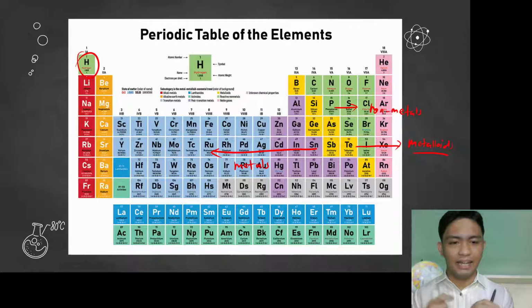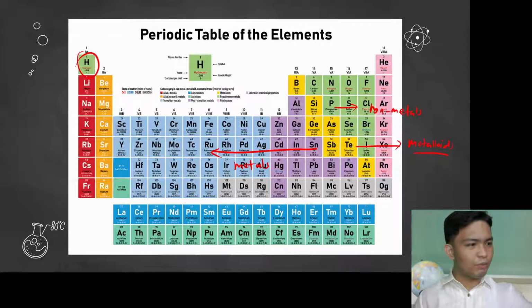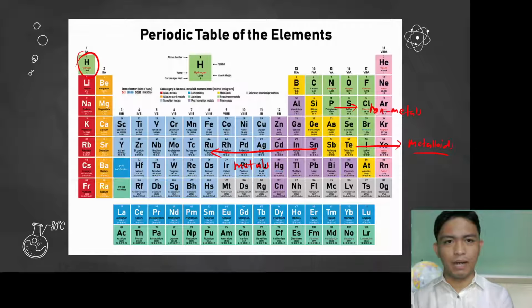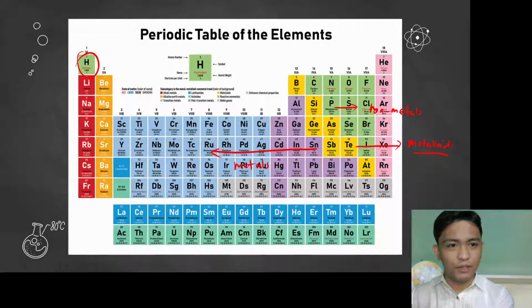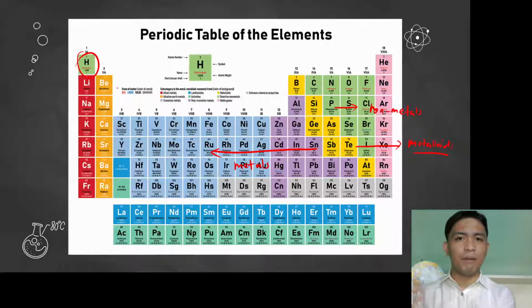So, mahalaga rin yun. By the way, bago tayo mag-proceed, isa pa na maaari nating makuha dito sa periodic table would be this. Di ba? May mga groupings tayo ng mga elements dito. Yung groups, yun yung vertical arrangement ng atom. Group 1, group 2, group 3, group 4, group 5, group 6, 7, 8. So, very helpful din ito kasi itong mga grupo na to, binabanggit din ito kung ilan yung valence electron, yung electron na nasa outermost shell ng mga elements natin.